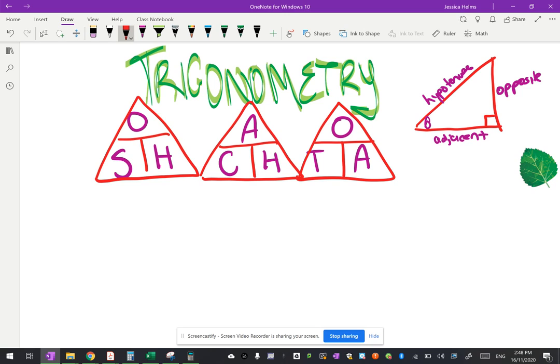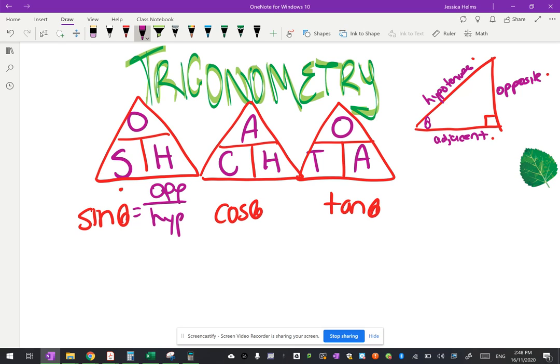Now the O, the H and the A stand for the opposite, hypotenuse and adjacent. The S, the C and the T stand for sine, cos and tan. So it's telling you that sine theta is equal to opposite over hypotenuse, cos theta is equal to adjacent over hypotenuse, and tan theta is equal to opposite over adjacent. Instead of making you rearrange these equations every time, you can just use this magic triangle to help you.